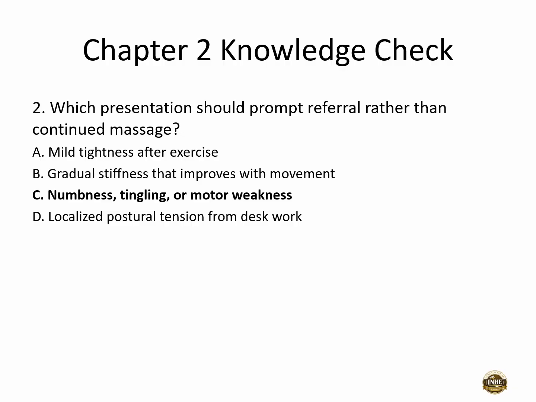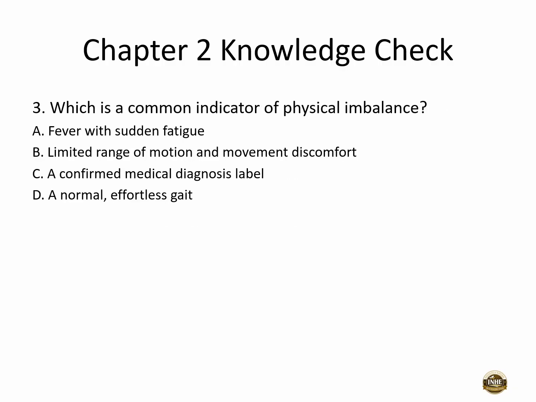Question number 3. Which is a common indicator of physical imbalance? A. Fever with sudden fatigue. B. Limited range of motion and movement discomfort. C. A confirmed medical diagnosis label. D. A normal, effortless gait. Take a moment to reflect on your answer. The correct answer is B. Limited range of motion and movement discomfort.